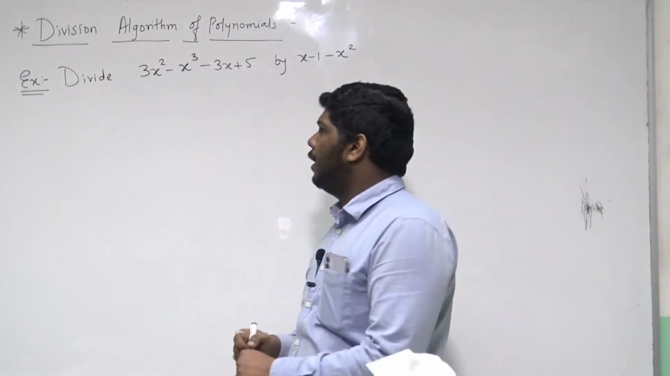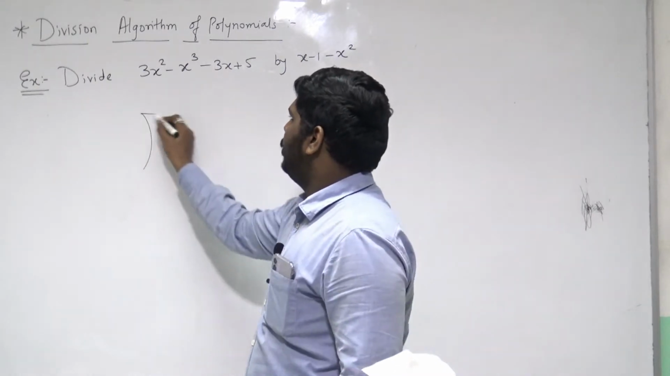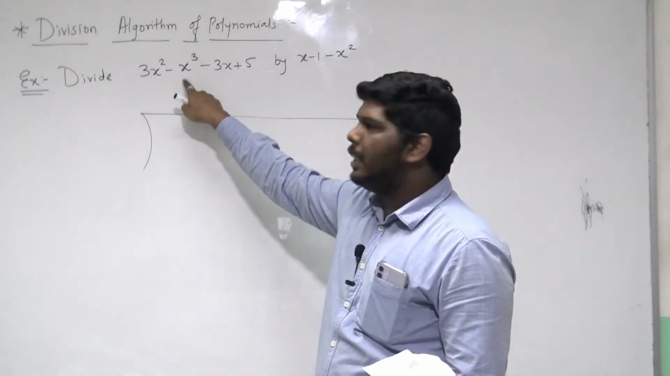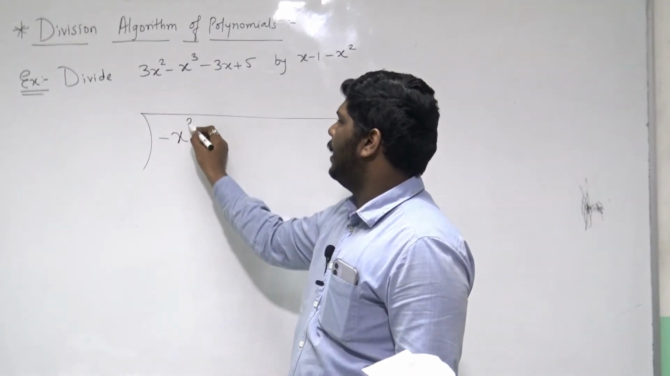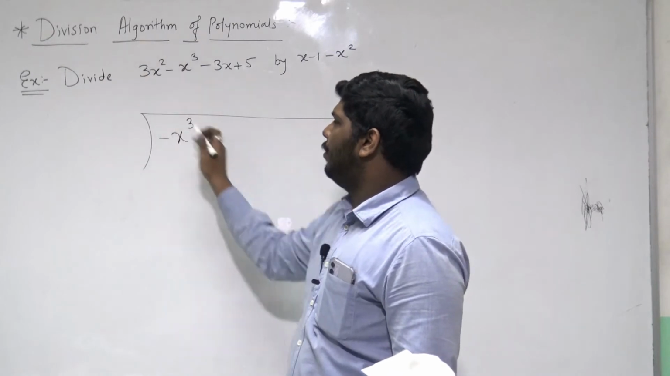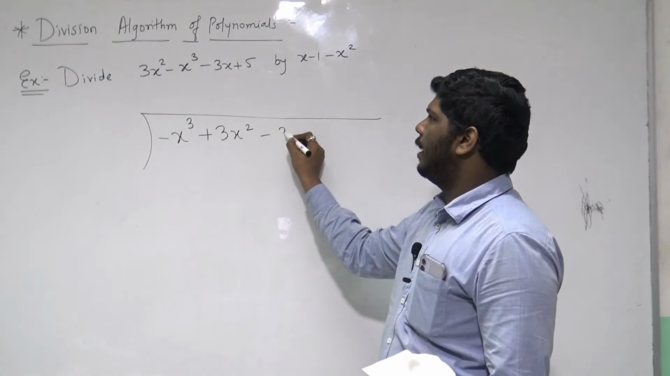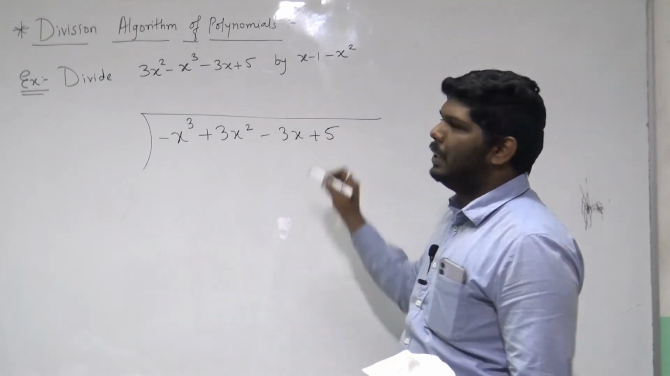Okay, now here as you can see, the dividend's biggest power is minus x cube. Okay, so that you can write it first, minus x cube. Then we have positive 3x square, so plus 3x square. Then we have minus 3x, correct? And then we have plus 5.